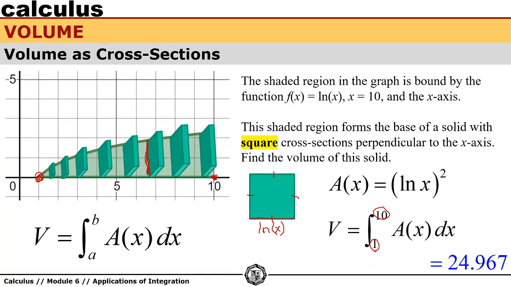Okay, so again, recapping here, you get your cross-sectional shape. All right, you find its area. Since the length of the side is going to be defined as the natural log of x, because that's the distance from the x-axis all the way up to the curve here. All right, that's how far we're going. We can get the area as the natural log of x, the quantity squared, since we're dealing with a square, and we would then integrate that function and get 24.967.